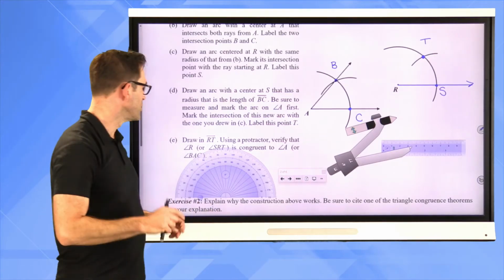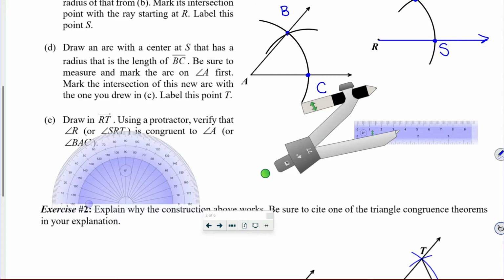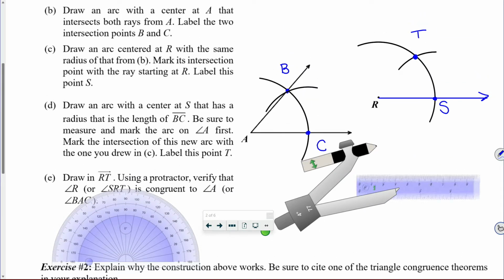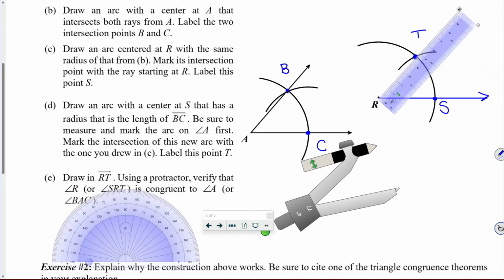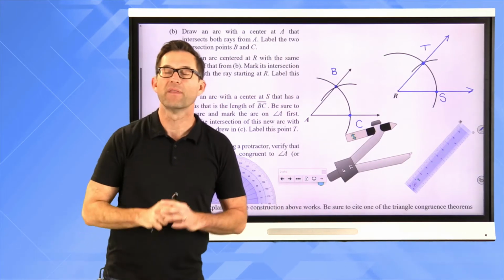Okay, let's do one last little piece and we'll have it. Letter E. Draw a ray RT. Using a protractor, verify that angle R, or angle SRT, is congruent to angle A, or angle BAC. All right, so in other words, what I'm now going to do is take my straight edge at R and draw a ray through point T. And I have just copied that angle.